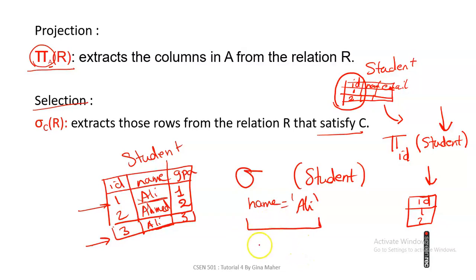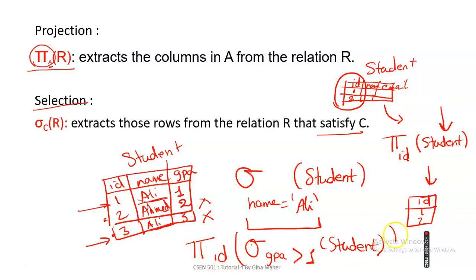Okay, let's take another example. Assume that we want to extract all the students whose GPA is greater than 1. So in this case, we want to extract this one and this one. So we can write select GPA greater than 1 from student. In this case, the output will be this row and this row. What if we want to extract or to get the IDs only, not the whole row? So in this case, after extracting the whole row, we can project on the ID.